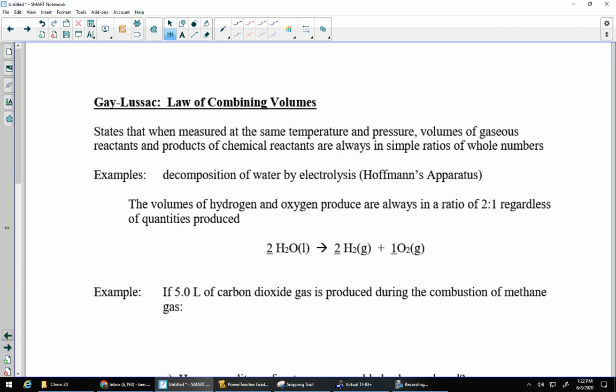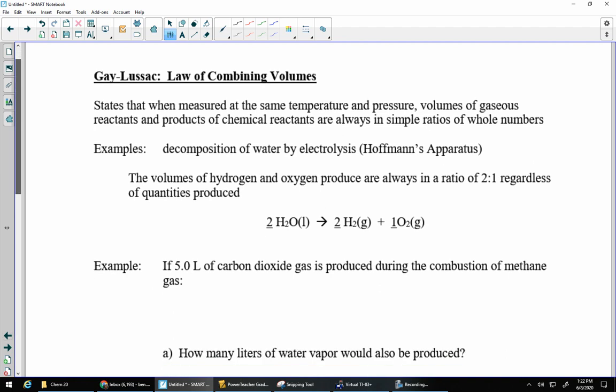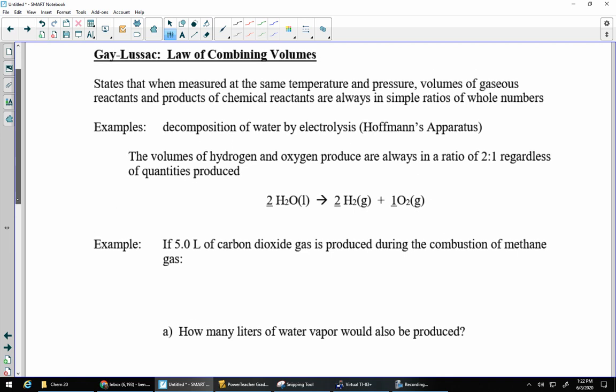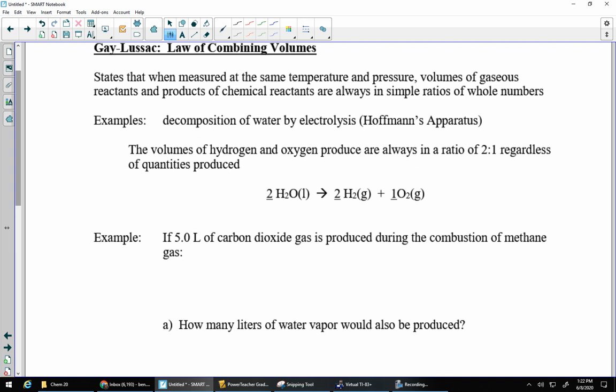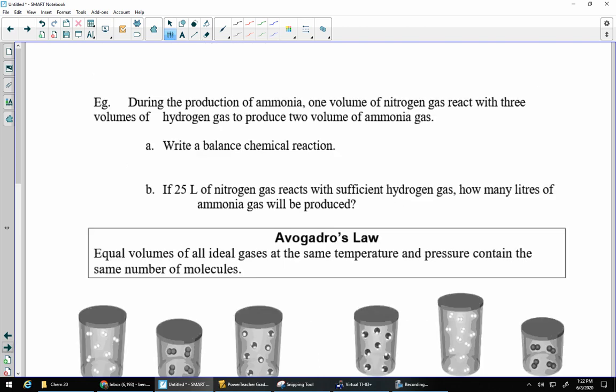So the next one, the law of combining volumes, I'm going to leave this one up to you. If you want to check it out, that's cool. If not, that's cool too. There's one thing that I'm going to highlight for you. All we're really talking about in this case is at the same temperature and at the same pressure, a gas will take up the same volume. The same number of moles of gas will always take up the same volume. Doesn't matter what type of gas it is.